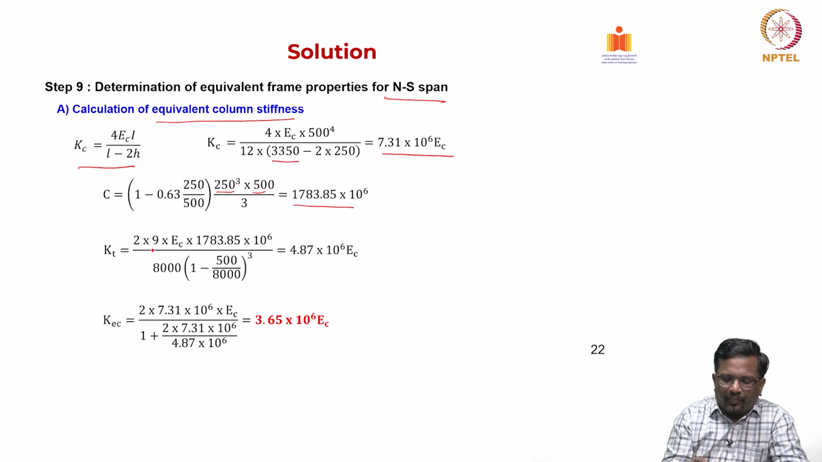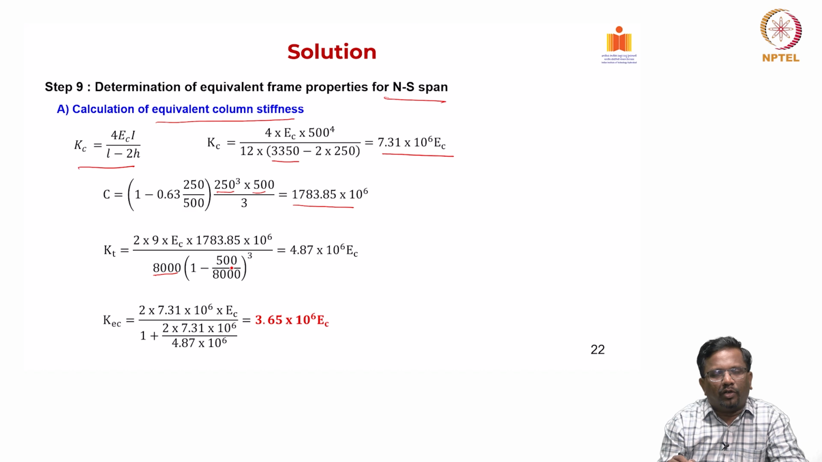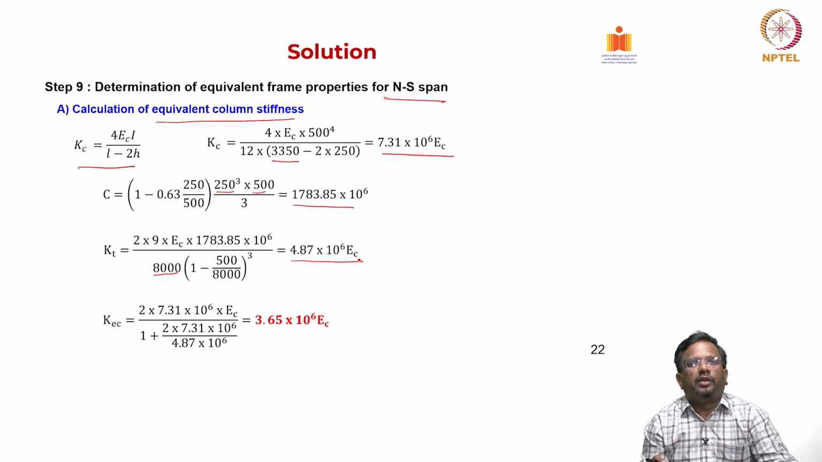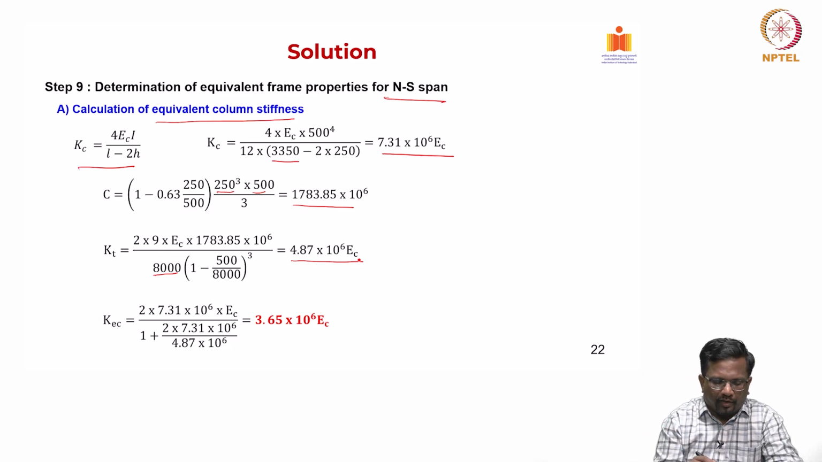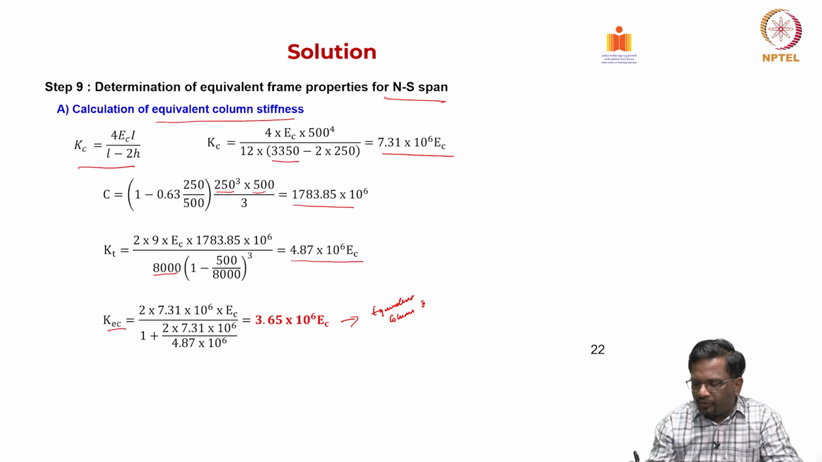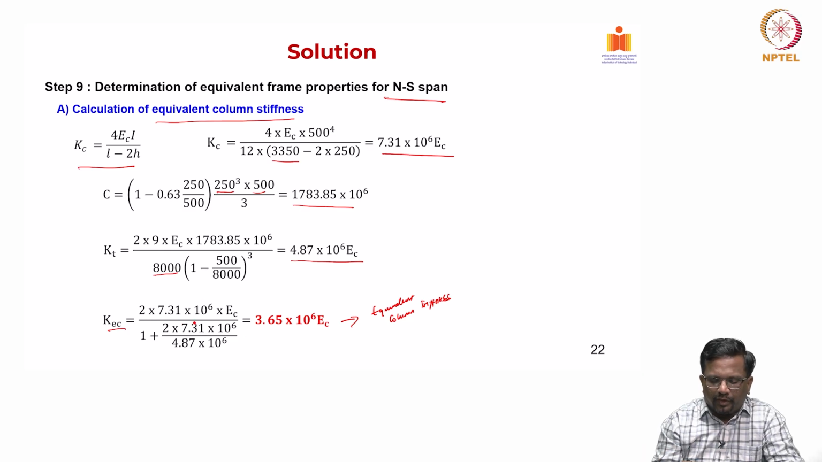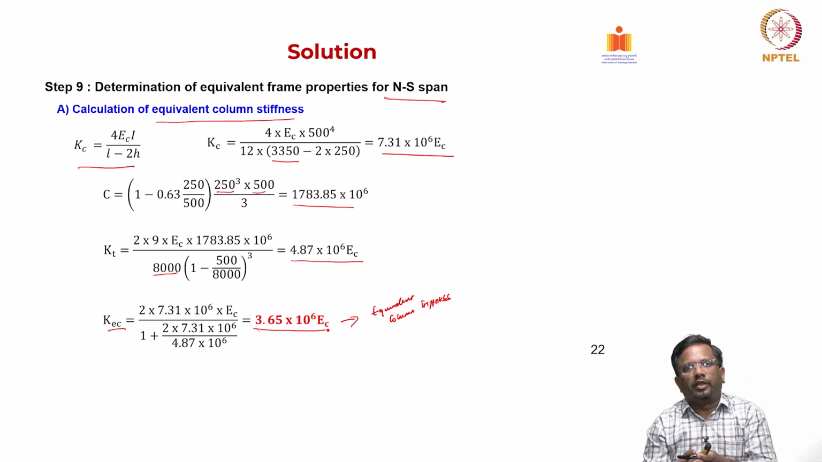Now, what is Kt? Again you plug in your equation. Here the span is 8 meters and the width of the column is 500. You substitute all these things and I get 4.87 into 10 to the power of 6 EC. Now I have Kc and Kt, so I can calculate the equivalent column stiffness. So, 2 into 7.31, which is Kc, divided by 1 plus this, when you add them up, you get 3.65 into 10 to the power of 6 EC.